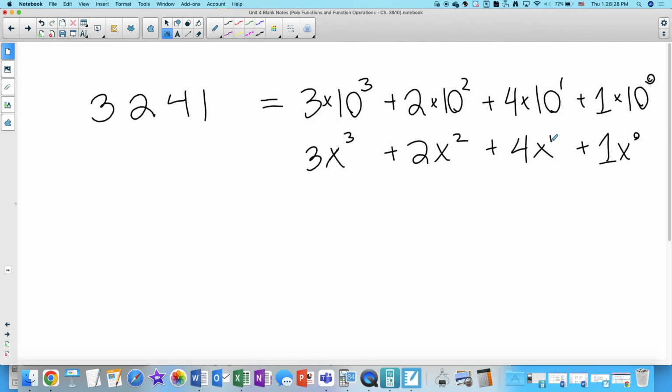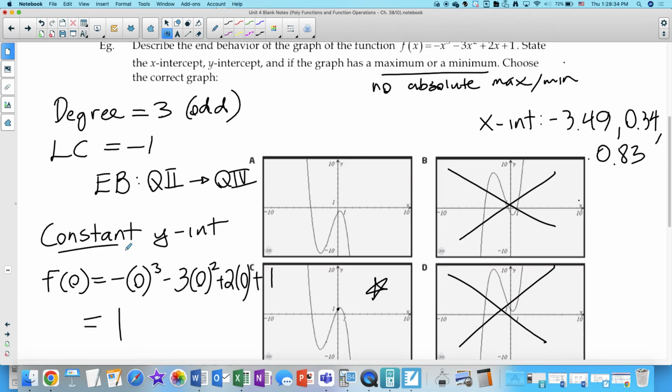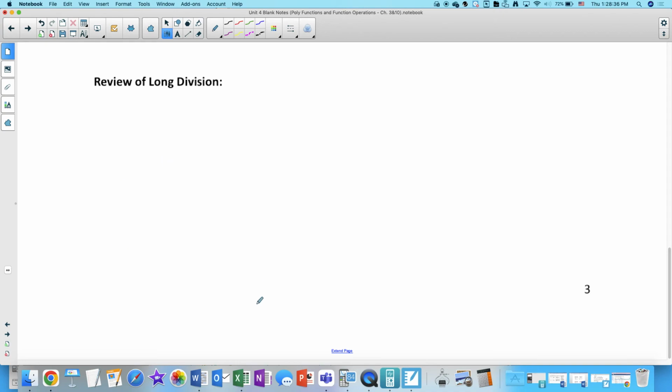Give me a 4-digit number. Now I want maybe a number less than 20. 4. Okay. Long division. There's our little long division table.